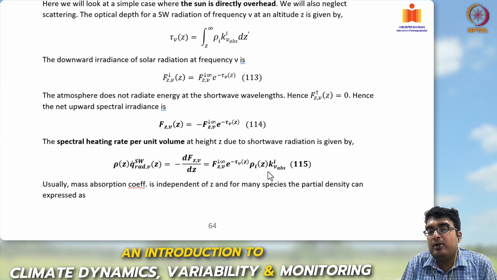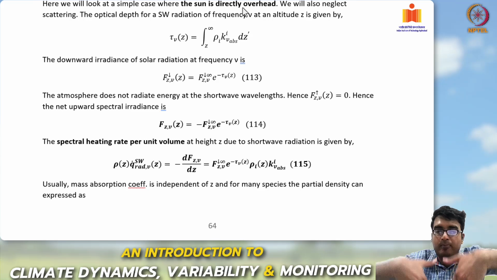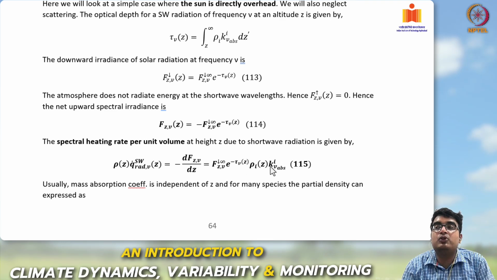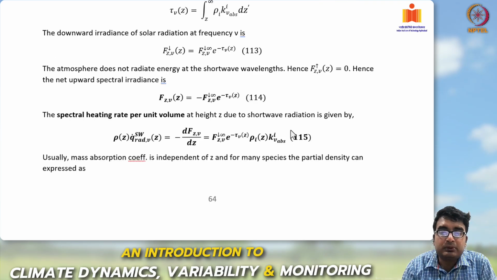Note here that we are using some simplified approximations, that the sun is directly overhead and all the rays are coming normal with respect to the ground. So there is no cos theta term, for example, in the exponential term here. Also, we are assuming a single absorbing species. Of course, if you have multiple species, then this density will have a summation over the multiple partial density values with their individual contributions.